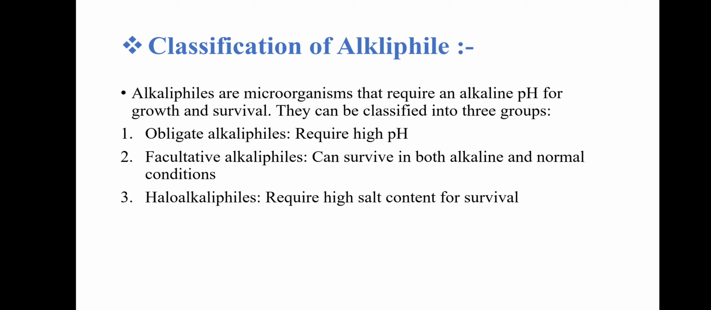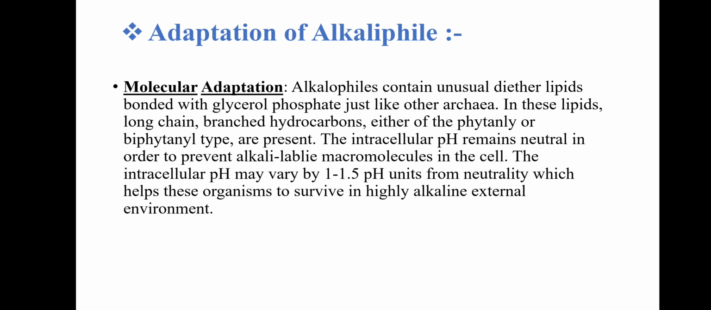Then classification of alkaliphiles. Alkaliphiles are microorganisms that require an alkaline pH for growth and survival. They can be classified into three groups: obligate alkaliphiles, facultative alkaliphiles, and haloalkaliphiles. Obligate alkaliphiles require high pH. Facultative alkaliphiles can survive in both alkaline and normal conditions. And haloalkaliphiles require high salt content for survival.